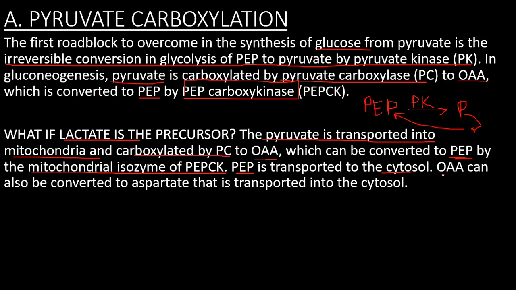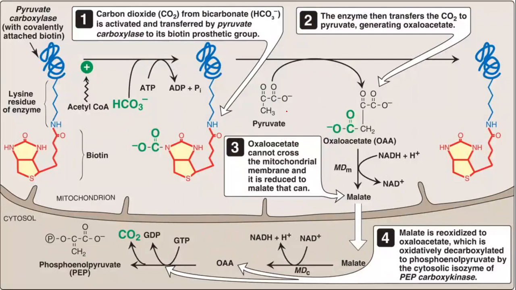Now, let's start here. Here you have pyruvate. This pyruvate must undergo carboxylation. You add a carboxyl group at this position. That is where you have to add a carboxyl group, and this reaction is catalyzed by pyruvate carboxylase. Shown here is the pyruvate carboxylase.